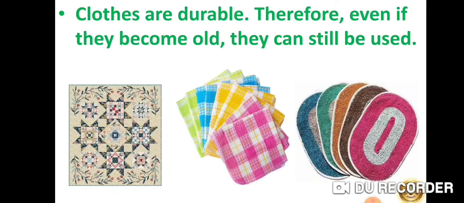Clothes are durable. That means they are long lasting. Therefore, even if they become old, they can still be used. So usually what do we do? Either we keep those clothes stocked at home and we use them as a rubber or scrubber, or we give them out in exchange for utensils, or we throw them out. That means we dispose of them. But are you aware that these old clothes also can still be of some use to you? You can use them as a towel, you can use them as doormats or as a carpet as well, or you can also make a quilt out of them.